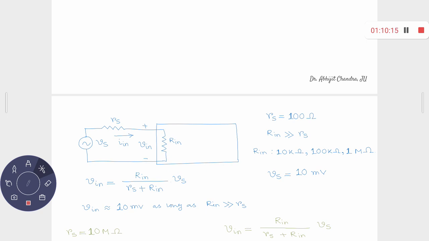Right? Now, if Rin is much much larger with respect to this Rs, then that ratio Rin by Rs plus Rin is almost close to unity, isn't it? That one is close to say 10 kilo-ohms and here it will have only 100 ohms. So Rin is much much larger than Rs. As long as this is true, then what about your Vin? This is almost the same, this 10 millivolt. That means here if you apply 10 millivolt, the same 10 millivolt is also coupled at the input of this particular amplifier.